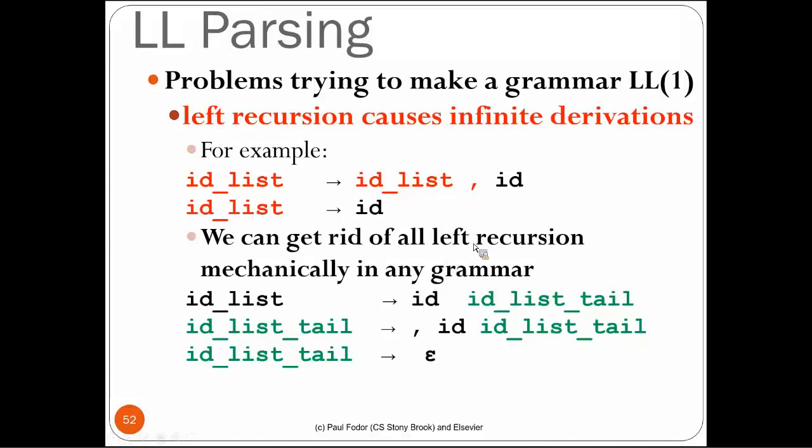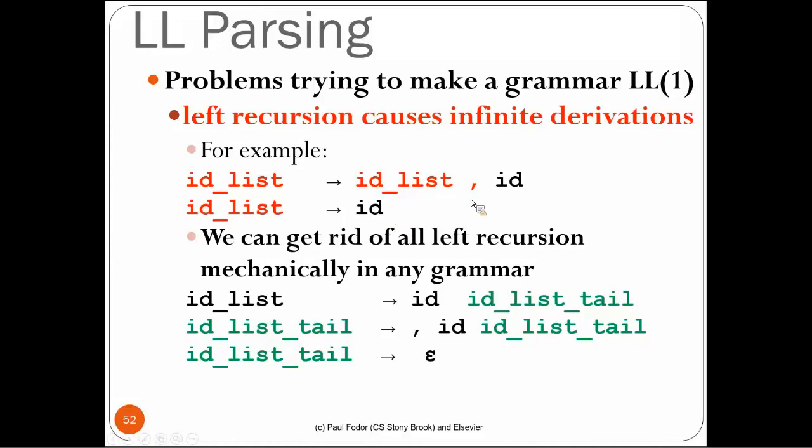However, we can get rid of all the left recursion mechanically in any grammar. So we can transform this grammar that uses left recursion into a grammar that uses right recursion. And this is why we always have this ID list tail. Basically, we start at what is the input symbol that we can have in the ID list. We can only have ID, because every ID list starts either with ID or with ID list. So an ID list starts with an ID, and then we have an ID list tail.